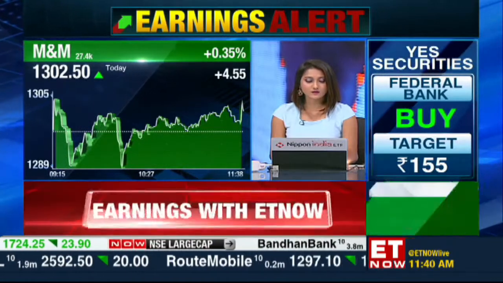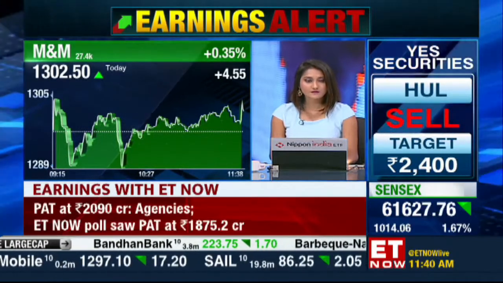But on that note, before we slip into a break and bring on board our next management, we will take a note of what is flashing on the bottom of the screen, and that is the Mahindra numbers for you. For now, the only numbers that we are getting are from the agencies. The PAT is coming at around 2,090 crore rupees when compared to our ET Now poll of around 1,875 crore rupees. The standalone revenue on a year-on-year basis has come in at around 20,839 crore rupees versus 13,314 crore rupees. And like I mentioned, the PAT is coming at 2,089 versus 1,433 crore rupees. That's the initial numbers for Mahindra & Mahindra that we are getting.